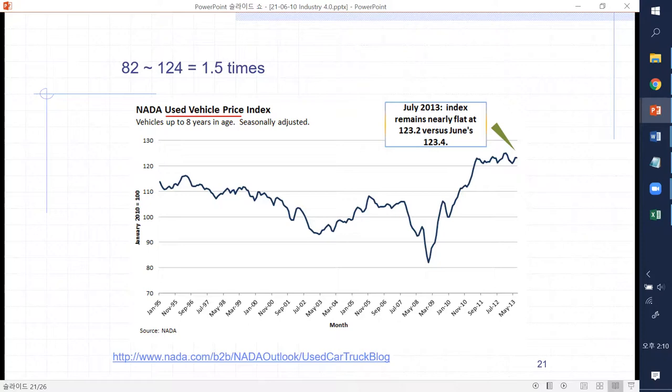And because of March 2009, there was an economic crisis around the world. Lehman Brothers, you remember? So the price was very bad at the time. But anyway, the fluctuation is only 1.5 times, only 50% of price fluctuation in the automotive industry.